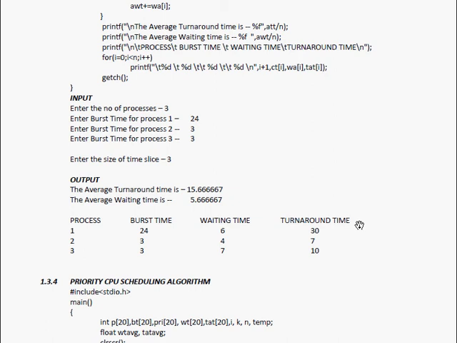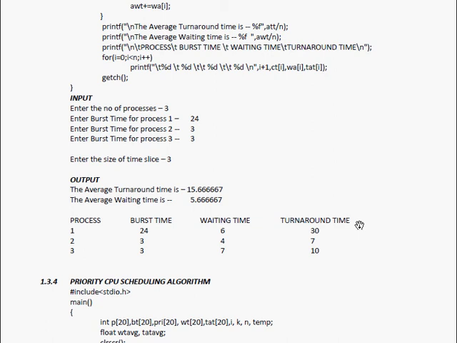Turnaround time also depends on the size of the time quantum. The average turnaround time of a set of processes does not necessarily improve as the time quantum size increases. In general, the average turnaround time can be improved if most processes finish their next CPU burst in a single time quantum. If the context switch time is added in, the average turnaround time increases for a smaller time quantum, since more context switches will be required.